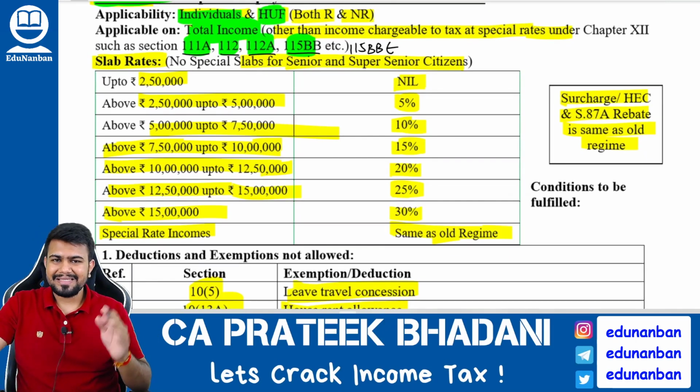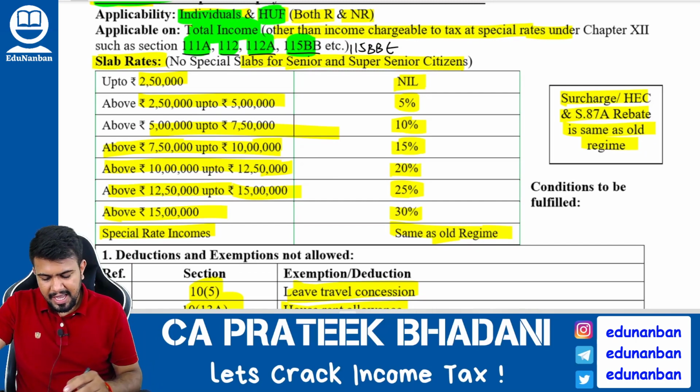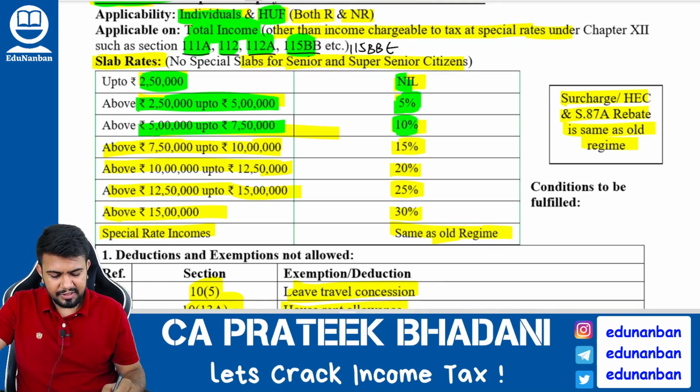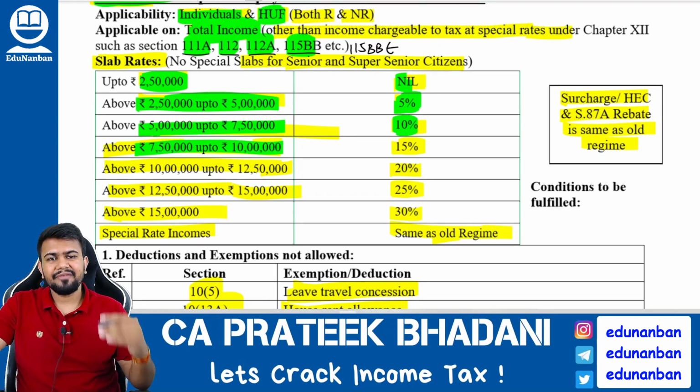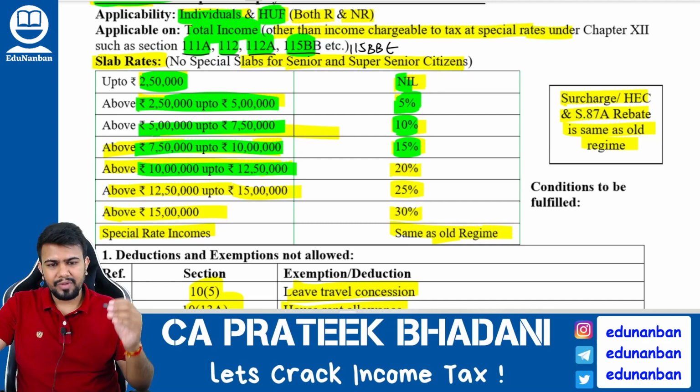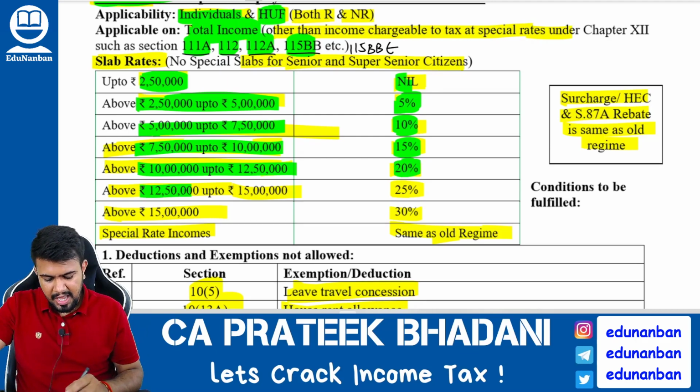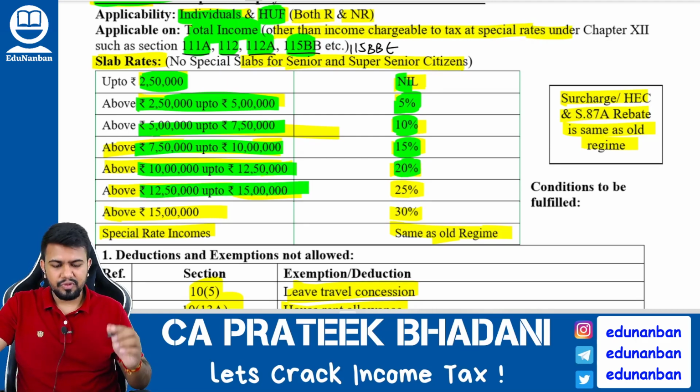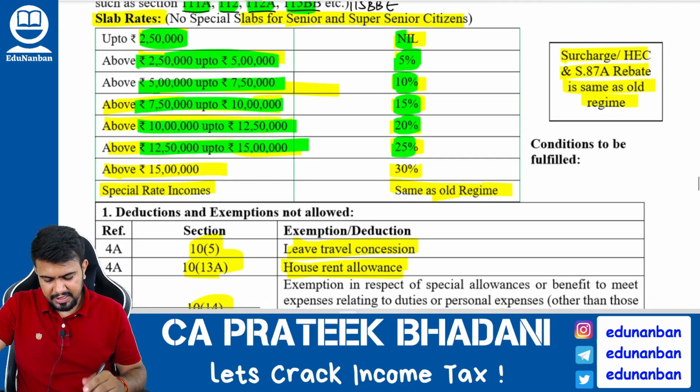So how to find out the tax? You have to apply the slab rates. Here the slab rates are different. What are the slab rates? Up to 2,50,000 no tax, okay. Above 2,50,000 up to 5 lakh 5%. Above 5 lakh up to 7,50,000 10%. Above 7,50,000 up to 10 lakh 15%. Above 10 lakh up to 12,50,000 20%. Above 12,50,000 up to 15 lakhs 25%, and above 15 lakhs 30% tax.